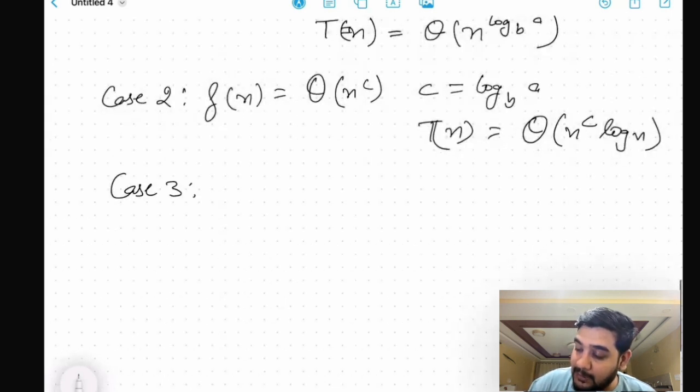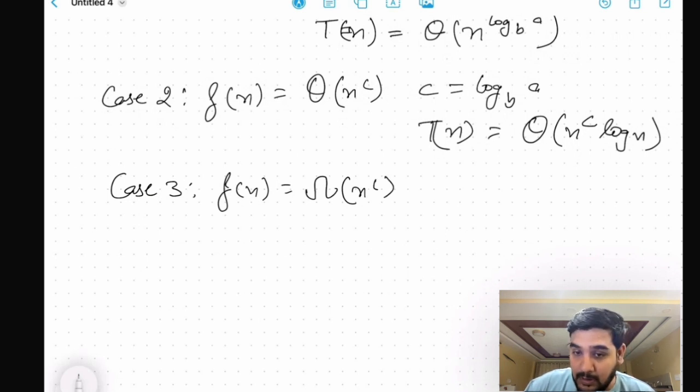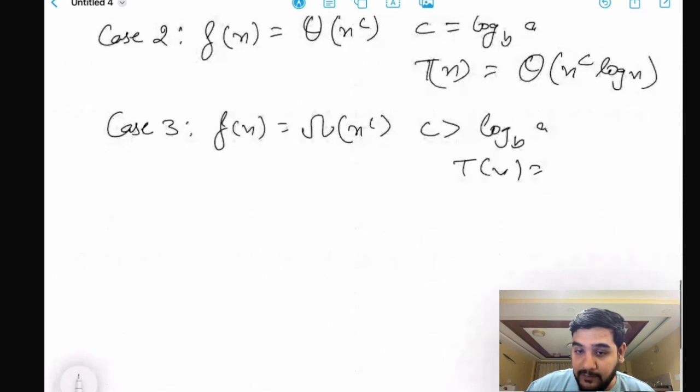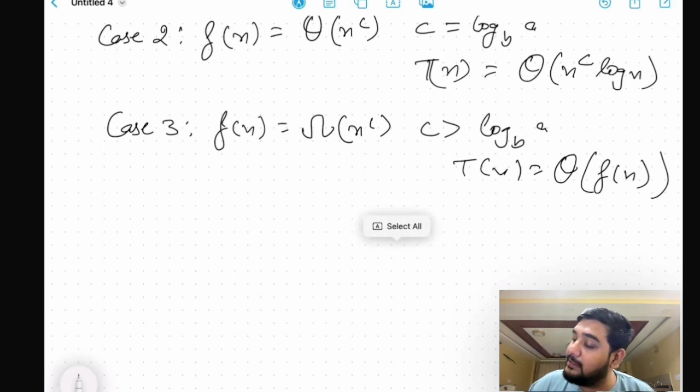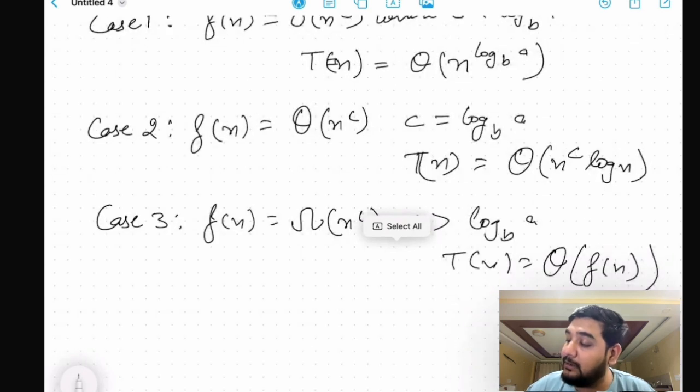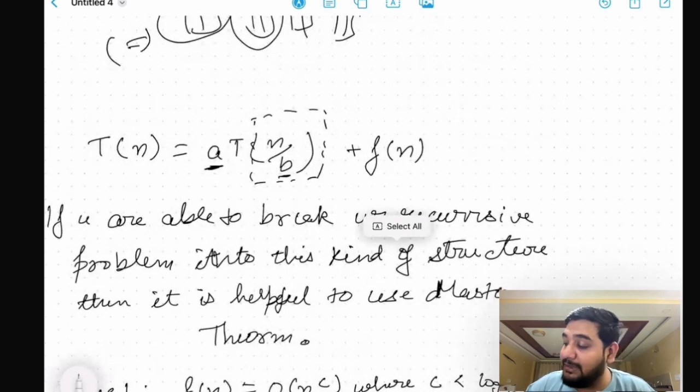And the last case is where f(n) is omega of n^c and c is greater than log base b of a, then T(n) becomes very frequently theta of f(n). Because again, when f(n) has n^c complexity, it does not make sense to take anything from the other part. The majority of the complexity will be driven by this function.